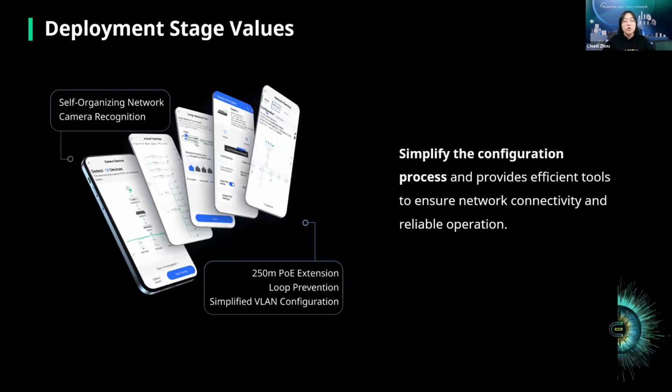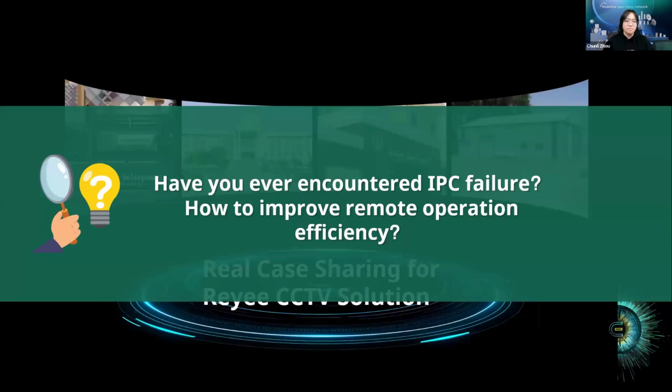So in the deployment stage, the two cases we mentioned before use some of these functions. A lot of features like ISON and long distance transmission, we mentioned before. We also support loop prevention, okay, and camera recognition functions like this. Okay, all of these functions simplify the configuration process and provide efficient tools to ensure network connectivity and reliable operation. So these are our functions, our values in the deployment stage.